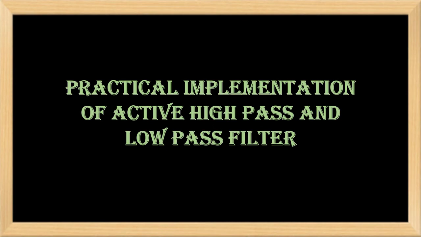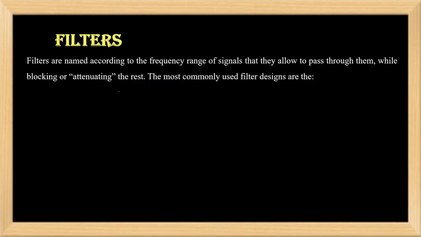Hello everyone. This video is about the practical implementation of high pass and low pass filter. So the filters are the electronic circuits which allow certain frequency components and reject some others. Broadly, we can classify the filters as the passive filters and the active filters. The passive filters are made of the passive elements like resistors, capacitors and inductors. And the active filter consists of active elements like op-amp along with resistors, capacitors and inductors.